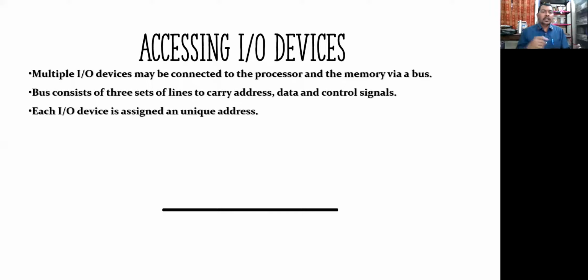Each input output device is assigned a unique address. As I told you, we have to specify a particular code for a particular input output device. Otherwise, if you want to send a letter to somebody and you don't have the address of the person to whom you want to send it, the letter will land at some other person's address.